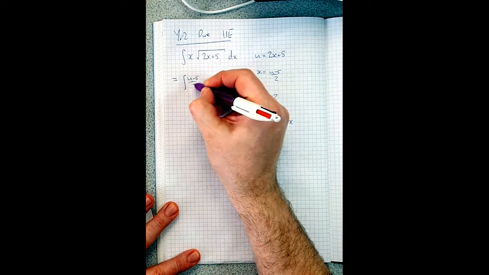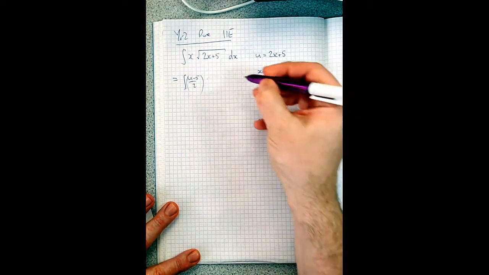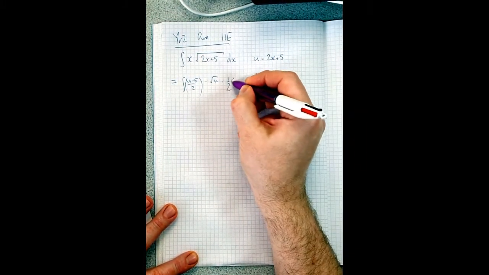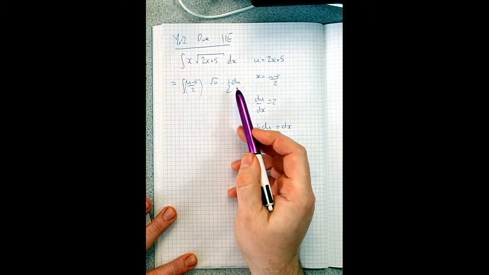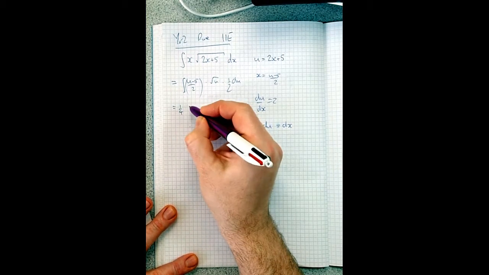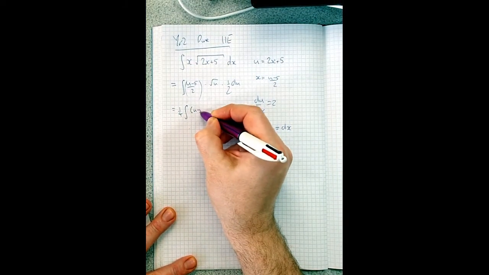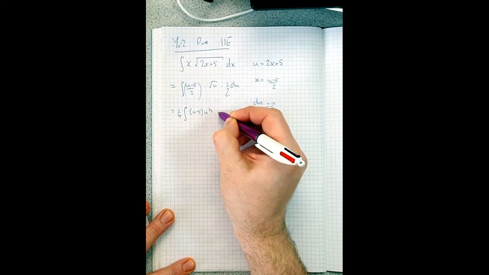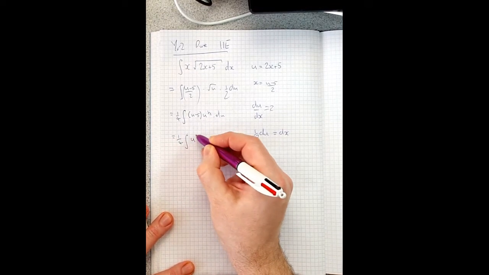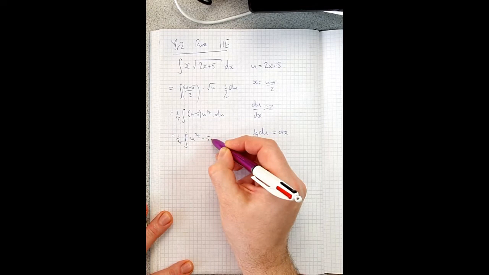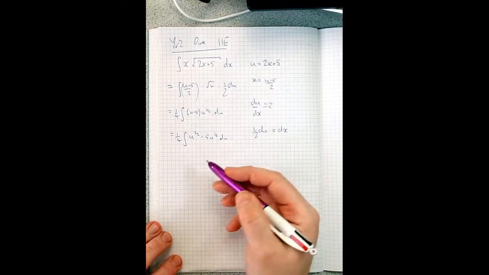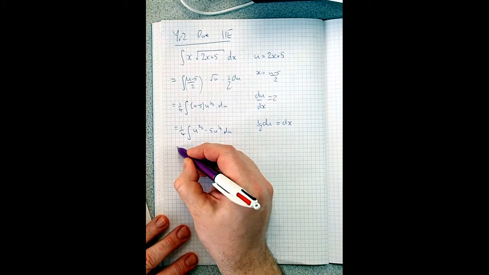So let's do that. u minus 5 over 2 times root u times a half du. I'm going to take my constants out, as I like to. Half times a half is a quarter. So a quarter, u minus 5 times u to the half du. I expand those brackets and I get u to the 3 over 2 minus 5u to the half. And that is a straightforward integration. Increase the power, divide by the power.